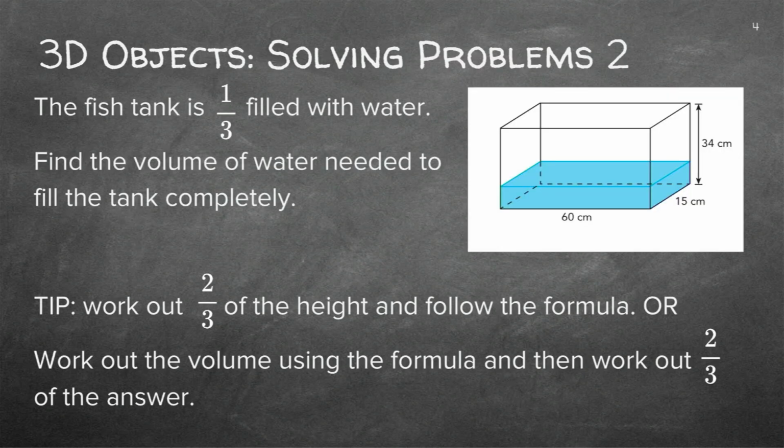They tell us that the fish tank is a third filled with water. We can see it there. They ask us to find the volume of water needed to fill the tank completely. Okay, so let's think about it. It's a third full. So how much water do we need to fill it completely? 2/3, correct? Right. So we can work out 2/3 of the height and we follow the formula, or we work out the volume and then we work out 2/3 of the answer.